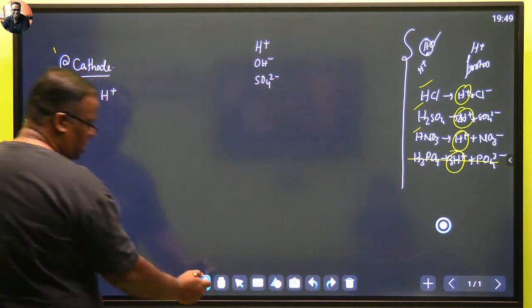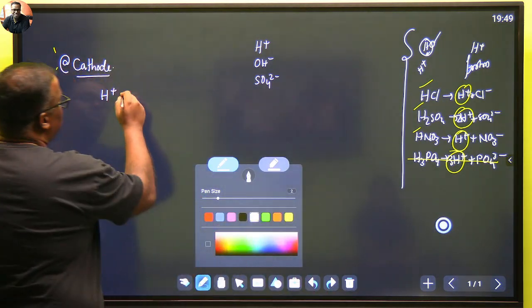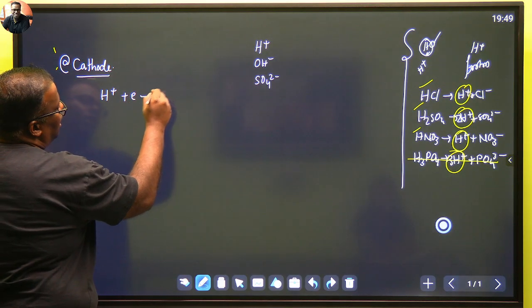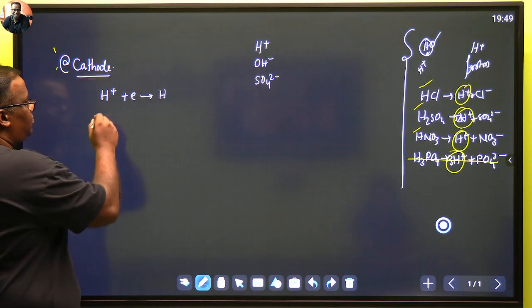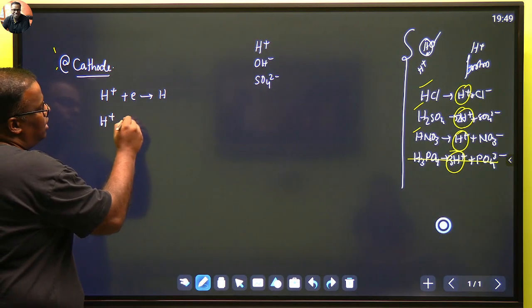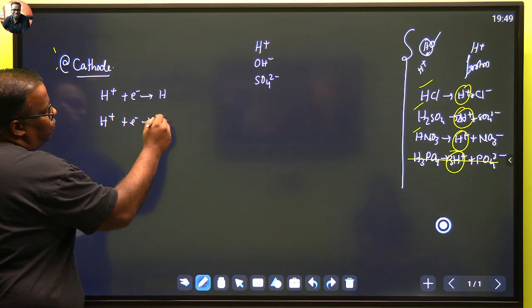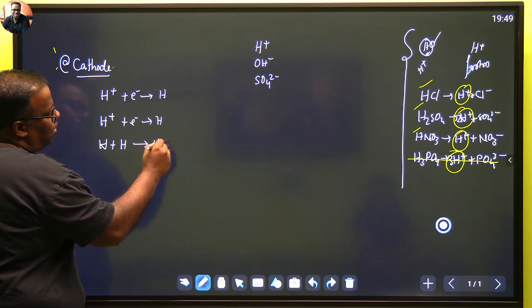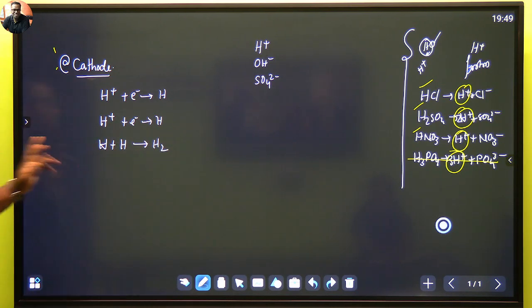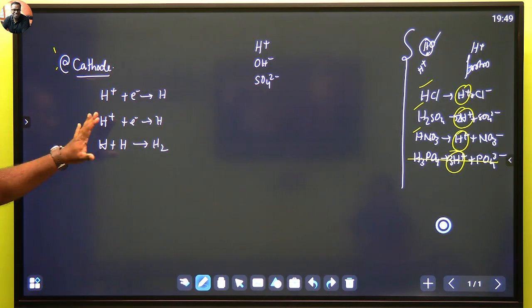So at cathode, what is happening? At cathode, hydrogen is gaining one electron and forms a hydrogen atom. Another hydrogen gains an electron and forms a hydrogen atom. Two hydrogen atoms combine together to form hydrogen gas. This is what is getting liberated at cathode. Understood? This reaction is easy.